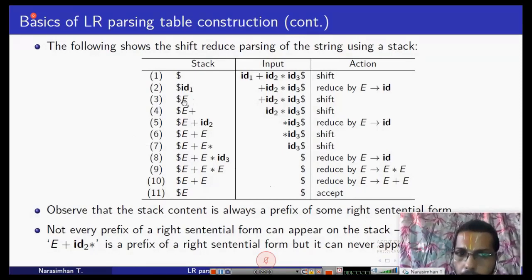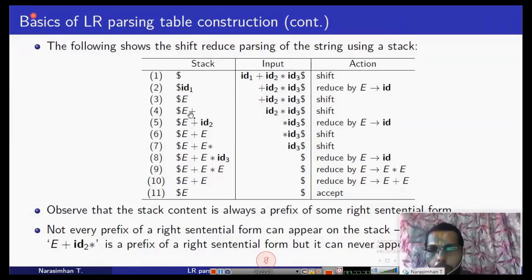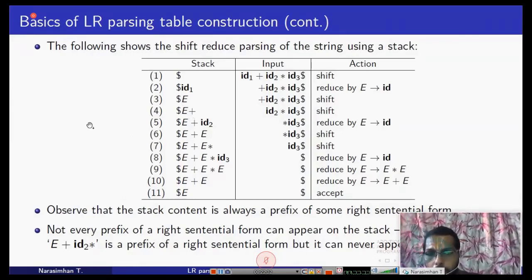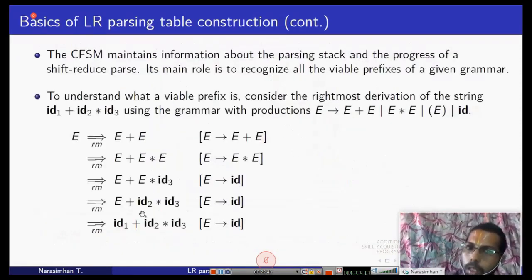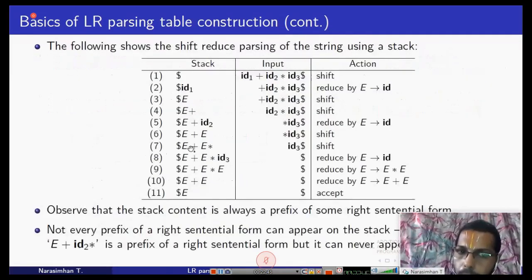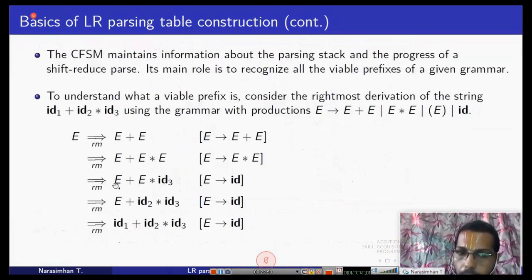Let me take this E plus. The fourth step, the stack content is E plus. Let us move back. So E plus is a prefix of this particular right sentential form, E plus E is also a prefix of these sentential forms also. Let us take another example, E plus E star. You find that E plus E star is a prefix of this particular right sentential form, also a prefix of this particular right sentential form.